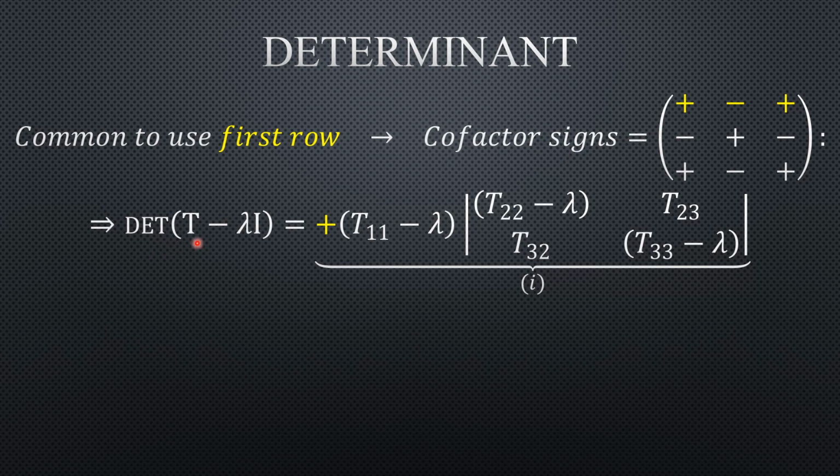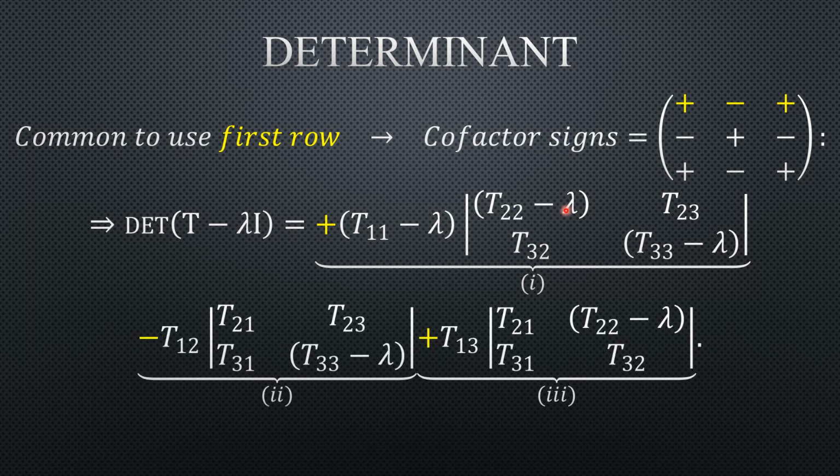So the determinant of T minus lambda I, we take the first component of the first row, and this is the t11 minus lambda. That corresponds to this placement here. And then we have a subdeterminant or a minor determinant, and we can evaluate that later. Then for this term right here, we have minus t12 times its subdeterminant. For this last term, 1 3, we have plus t13 times its minor determinant.